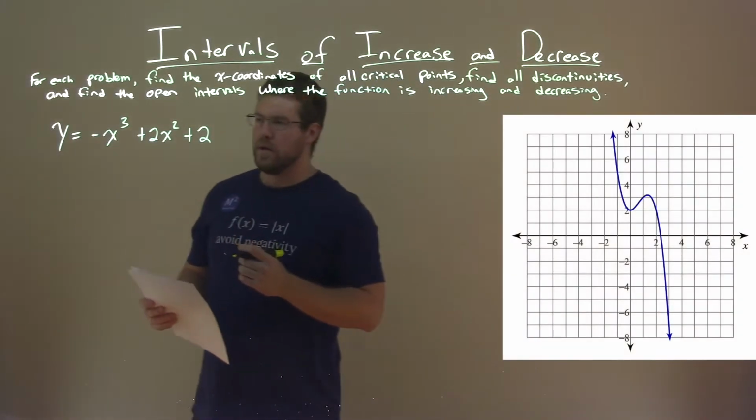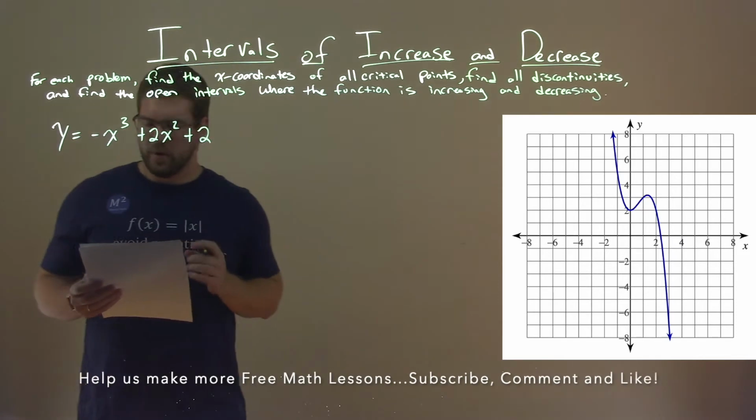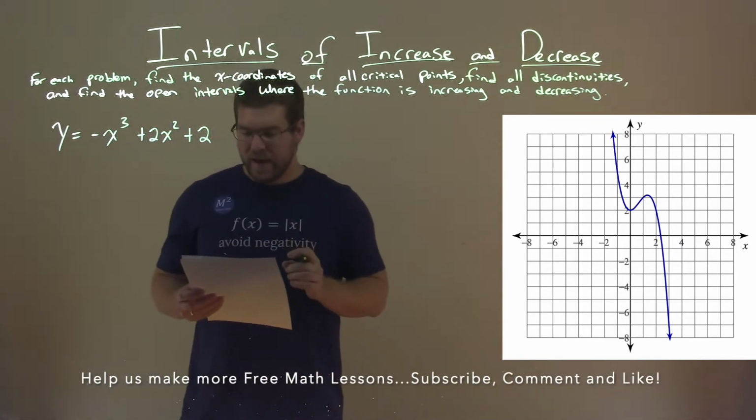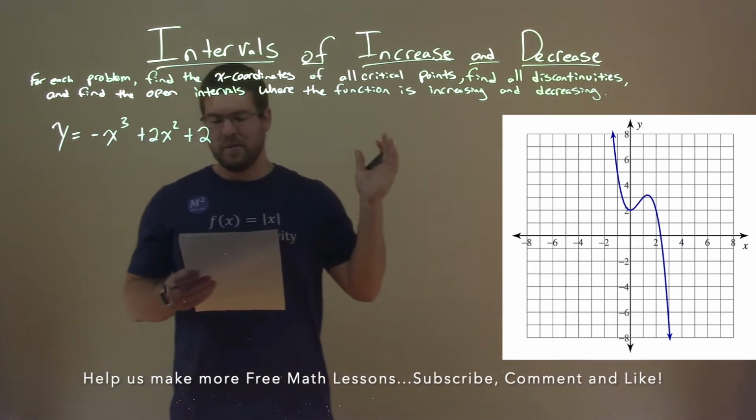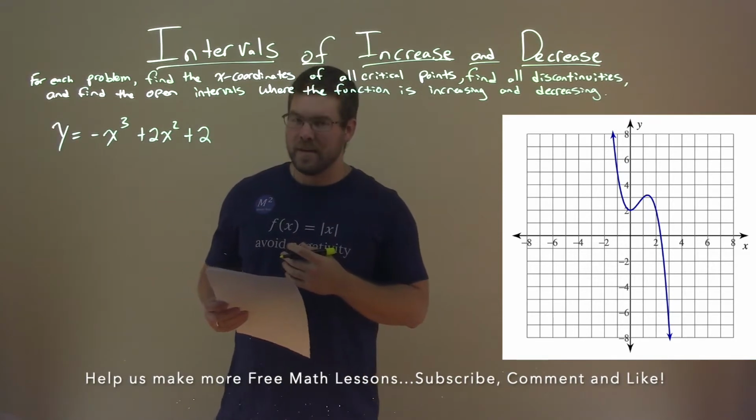We're given this problem right here. Y equals a negative x to the third power plus 2x squared plus 2, and we've got to find critical points, discontinuities, and intervals for increasing and decreasing.